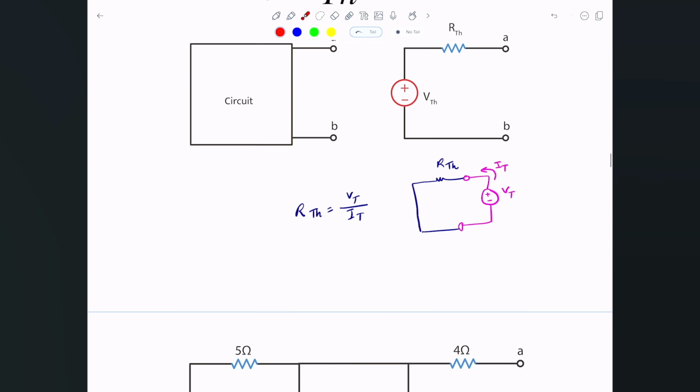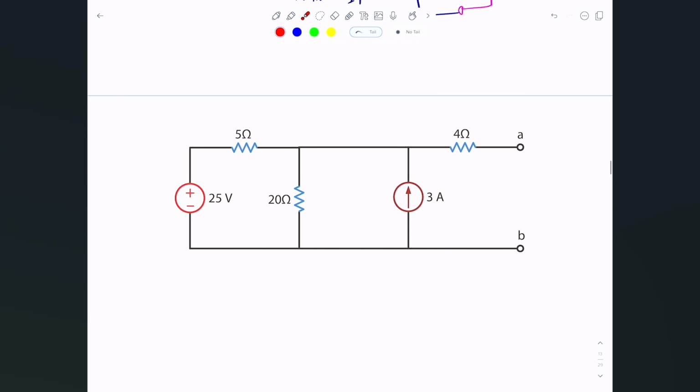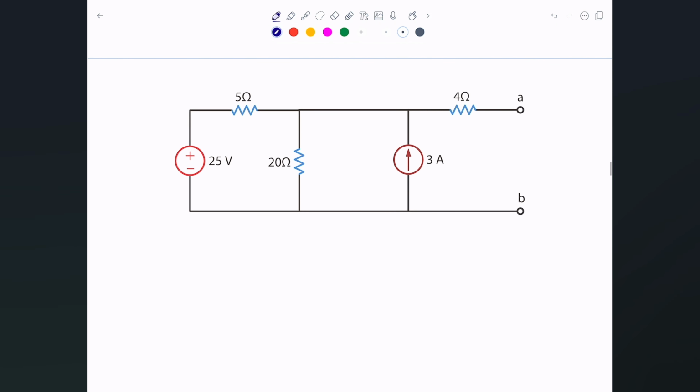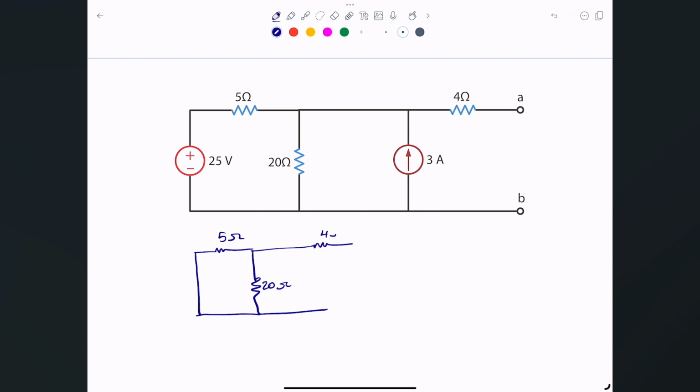Let me go back to the example we've been dealing with, and do that exact thing. I'll turn off all the independent voltage sources and current sources. I'm going to turn off that 25 volts, making it a 0, which is a wire. Then I have a resistor here; let me redraw that. That's 20 ohms, and we keep it. Now we turn off this current source, and we have 4 ohms here. The current source we just replace with an open circuit.